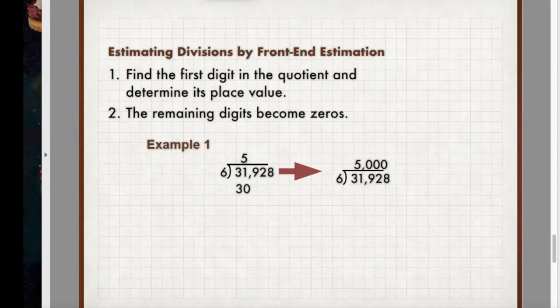Now, what if we go ahead and do front-end estimation with division? Again, we're looking at the first digit, and we're going to look at the first digit of the quotient and determine its place value. So when I start dividing, 5 times 6 is 30. That's the first digit. The remaining ones are zeros. So we're just looking at the first one here. So that's pretty easy. So what times 6 equals 31 or 30? 5. And then everything else becomes zeros.